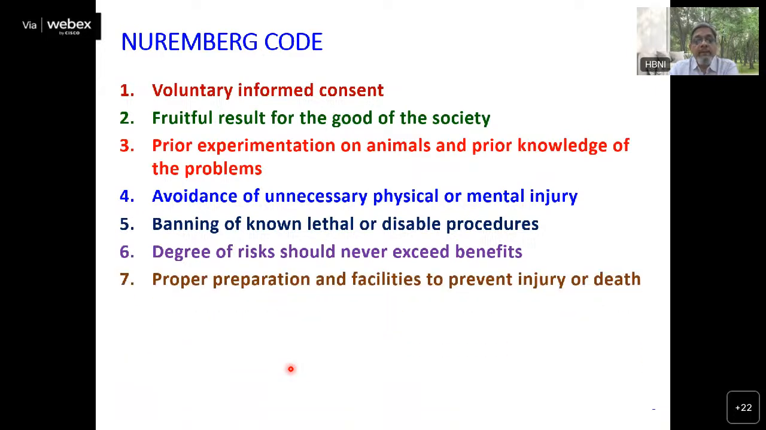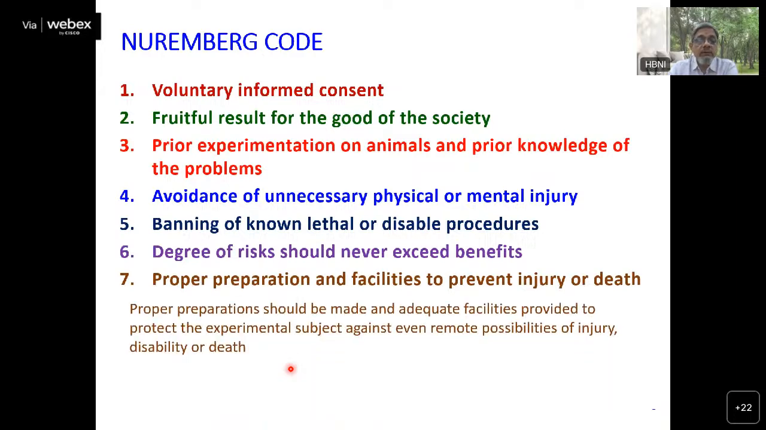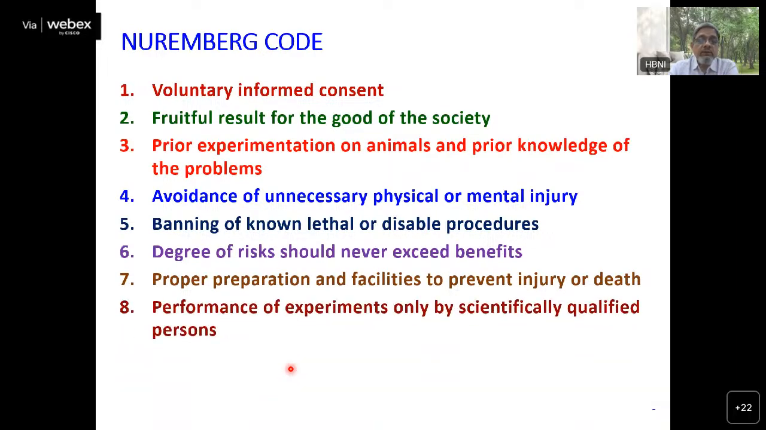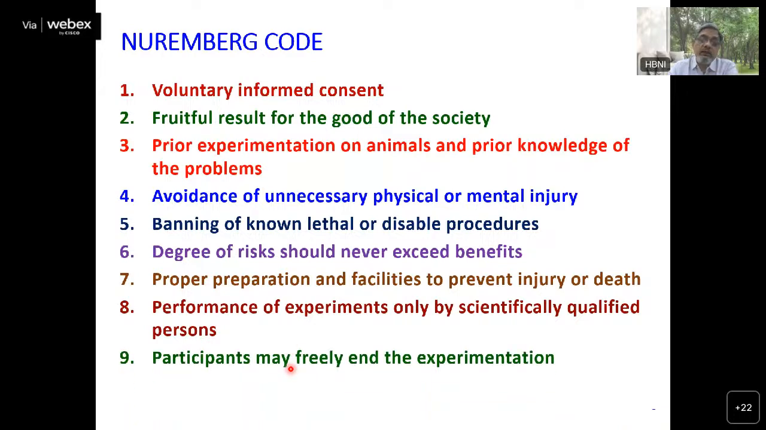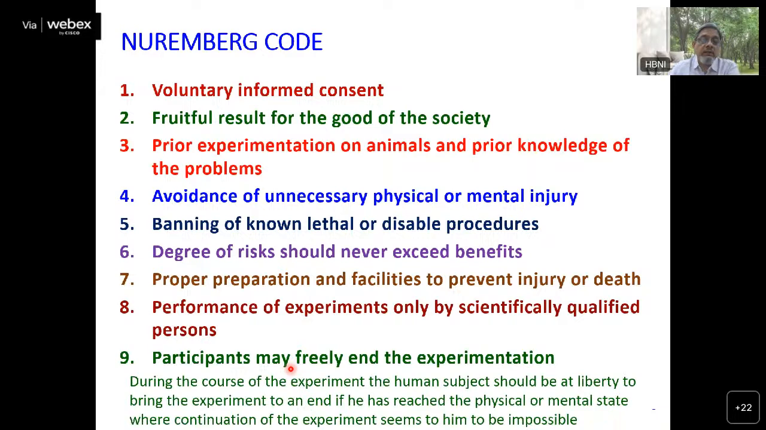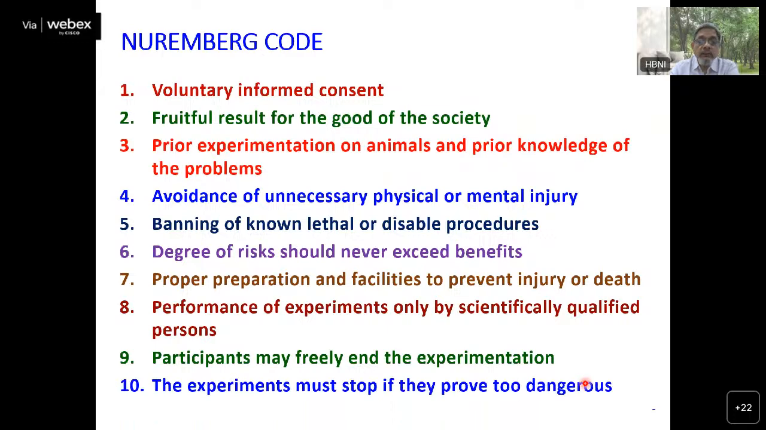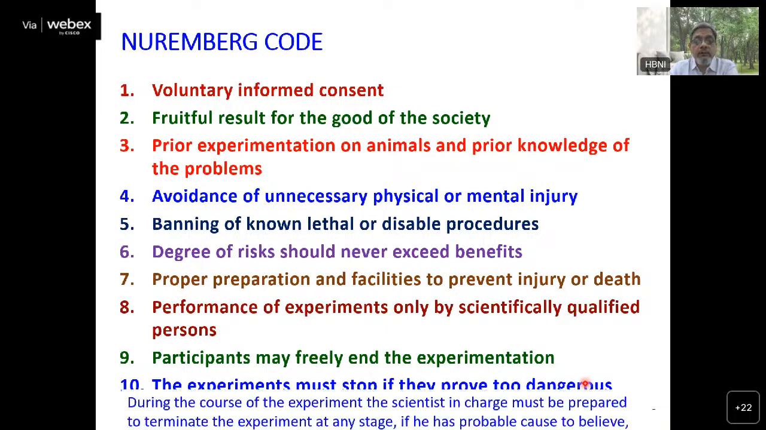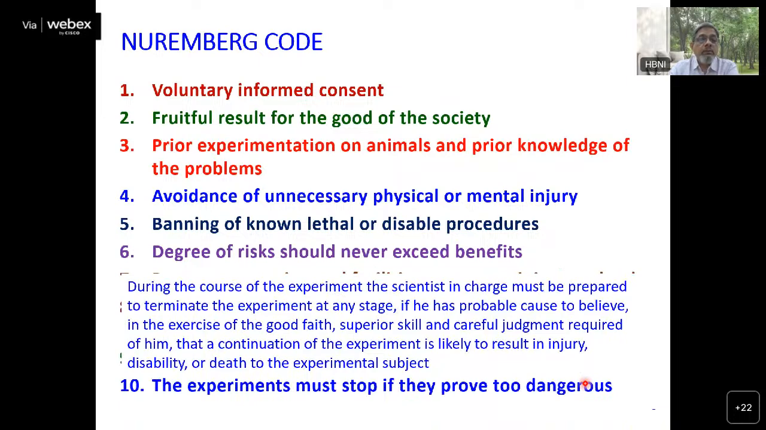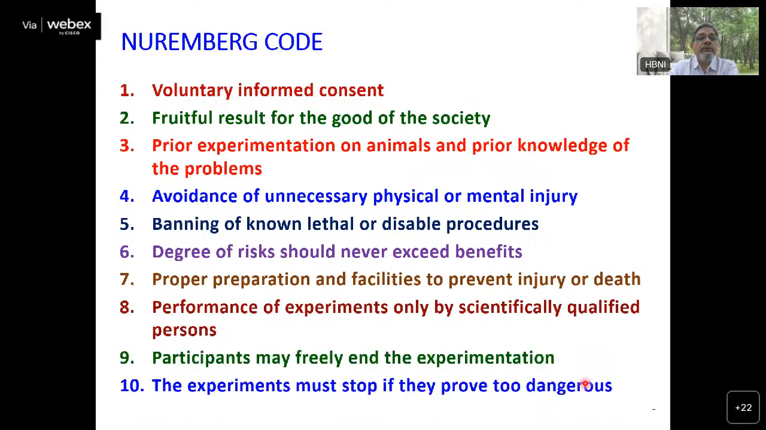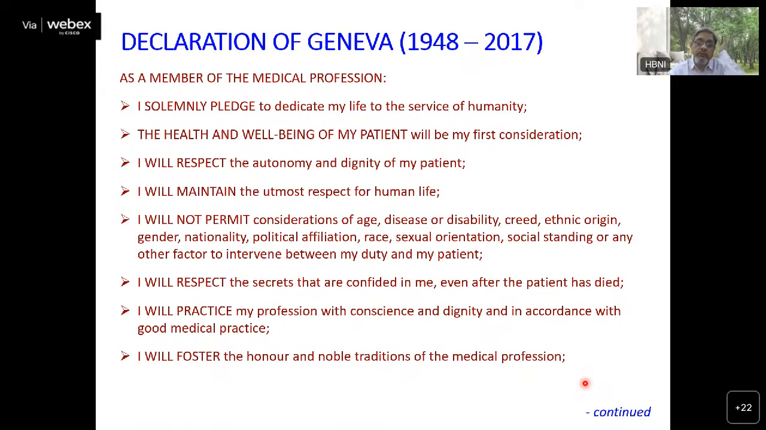Then proper preparation and facilities to prevent injury or death. Then performance of the experiment only by scientifically qualified people, not anyone else. Okay. Then participants may freely end the experiment. So in case the participant feels that he wants to put an end to the experiment on himself, it should be possible for him to get out. And then if it's found that the experiments are too dangerous, the whole project must be stopped. So this was the first code of conduct, which was called the Nuremberg Code.